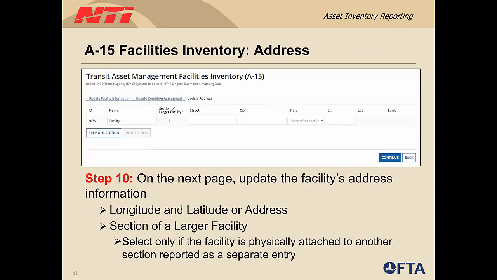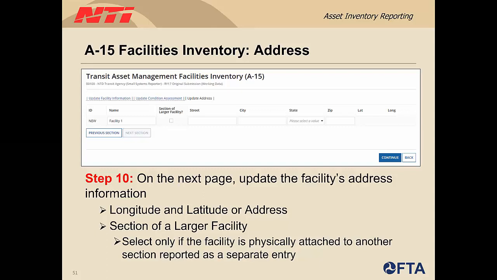The last section is the address section. Here you can report either the address of the facility or the longitude and latitude. If the facility is a section of a larger facility and physically attached to another building, you can select the checkbox here on this part of the form.